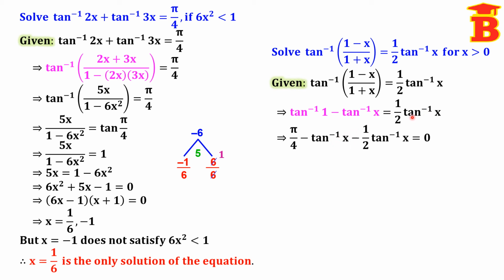This right side take to the left side, minus half tan inverse x equal to 0. Now adding these two, both the same term, tan inverse x, tan inverse x. So this is minus 1, this is minus 1 by 2. So adding this we get minus 3 by 2. So minus 3 by 2 tan inverse x equal to this pi by 4 take to the right side, minus pi by 4. Now on both sides we can cancel the minus sign.